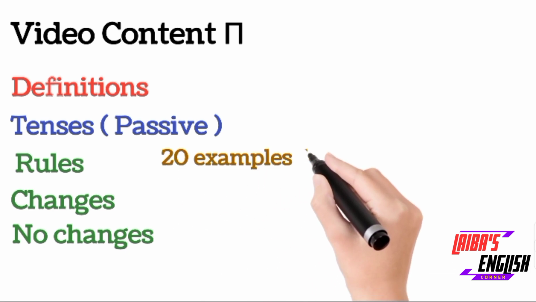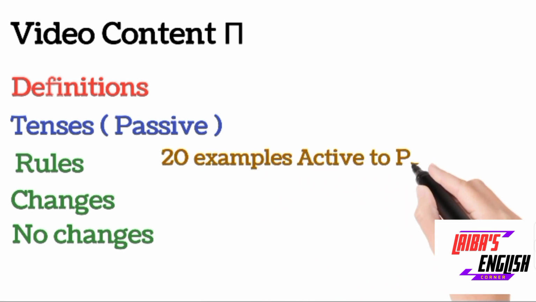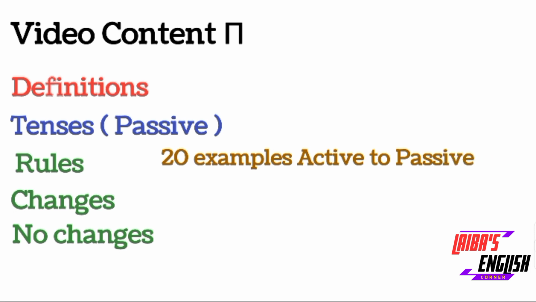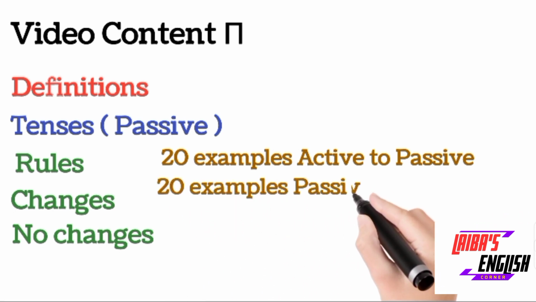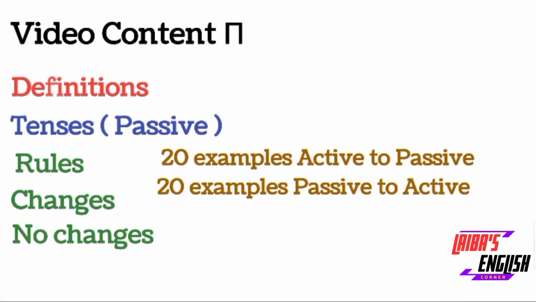And at the end, we will have 20 examples in which we change a sentence from active to passive, and after those 20 examples of active to passive, we will see 20 more examples in which we will change passive sentences into active. So these are the things which we will discuss in this video in detail, and I hope that after this video you don't need to see any other video on active and passive.